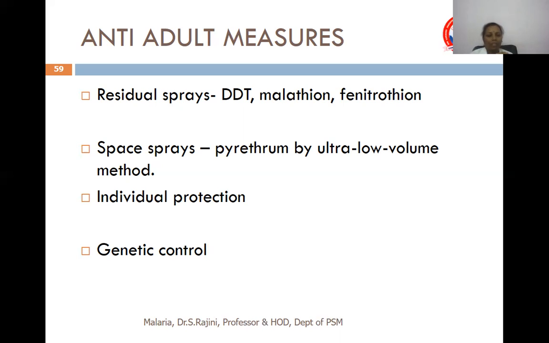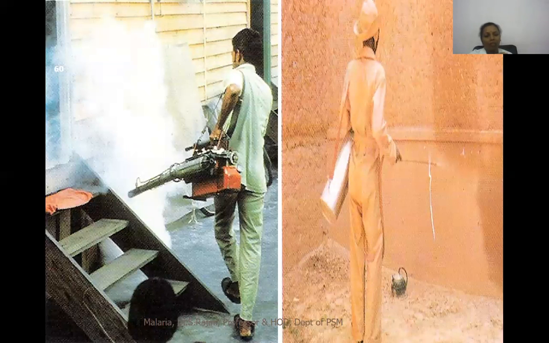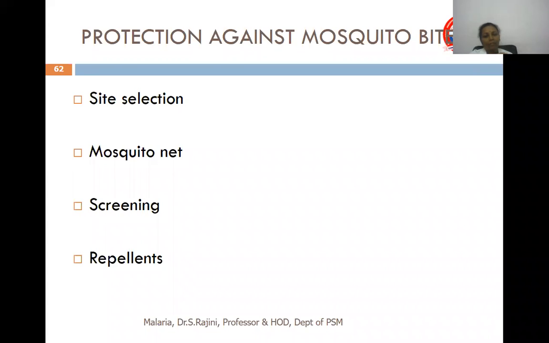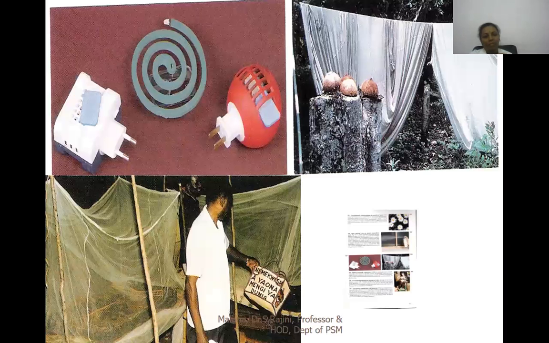Individual protection: proper clothing. And genetic control, to reduce the multiplication of mosquitoes and egg laying. This is ultra low volume fogging. This is spraying. This is individual protection. How are we going to protect against mosquito bites? Site selection, mosquito nets, screening, and repellents. You can screen your houses, windows, and doors, and use repellents and mosquito nets. All these come under individual protection.